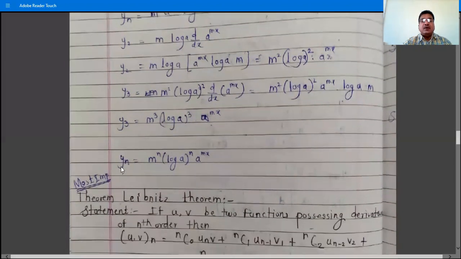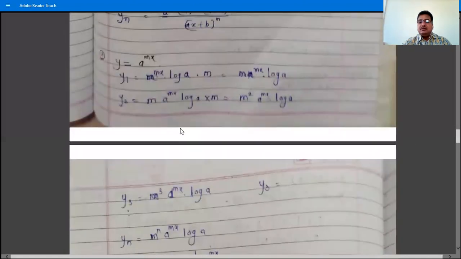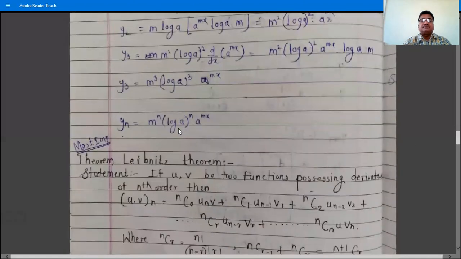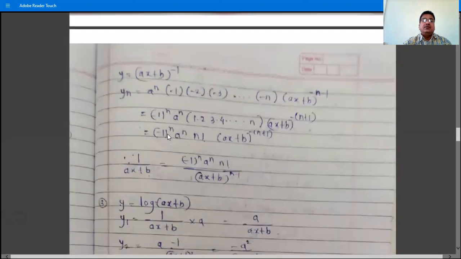And in this way, yn is what? M raised to n. Y3 is m raised to 3. So yn is m raised to n, log a raised to n, just as y3 has log a bracket cube. So yn is m raised to n, log a bracket raised to n, a raised to mx. So this is the nth order derivative. So these are the nth order derivatives of some functions.